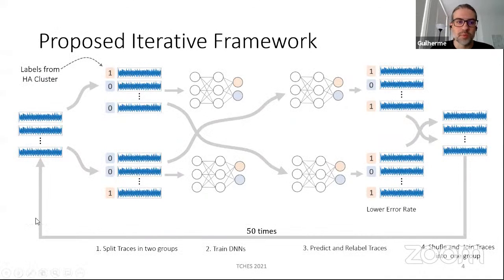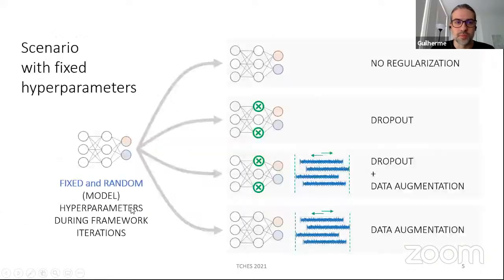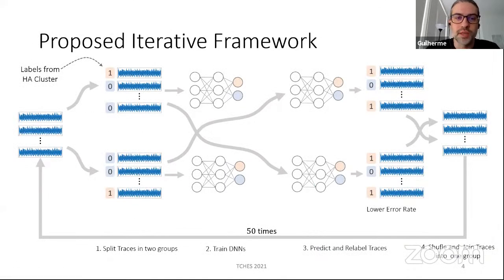So we propose a framework that can iteratively correct the wrong bits during the process. The process is the following. Firstly, we take the full data set that contains all the subtraces, which are pieces cut from the full traces in a horizontal attack way. The traces are initially labeled with a horizontal attack.